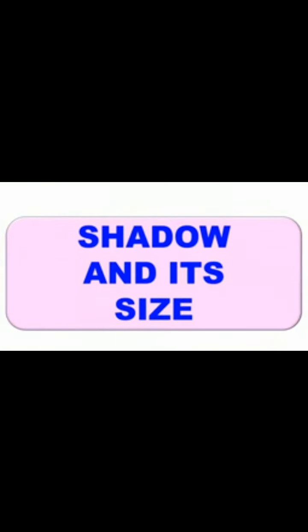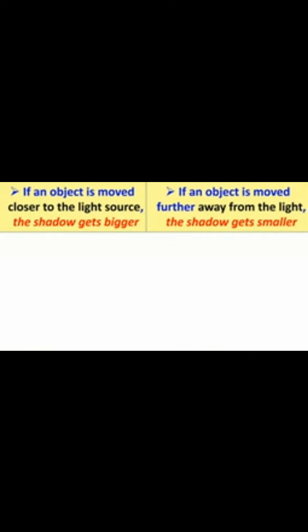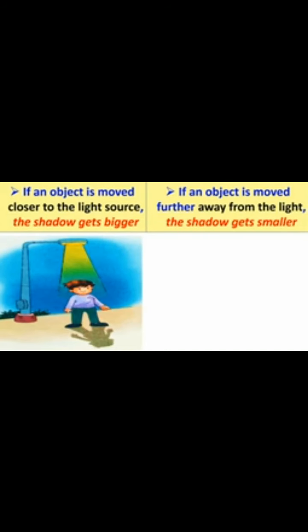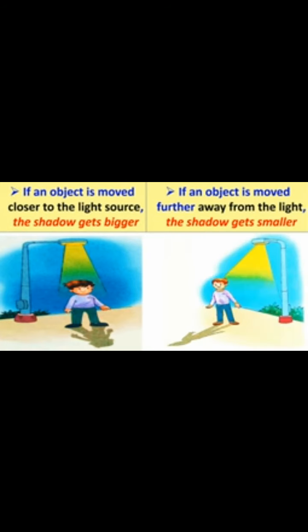Now, the next important topic is shadow and its size. See, if an object is moved closer to the light source, as you can see in the picture, the shadow will get bigger. And if an object is moved further away from the light, the shadow gets smaller. So remember, if you move an object closer to the light source, the shadow gets bigger, and if you move the object further away, the shadow will get smaller.